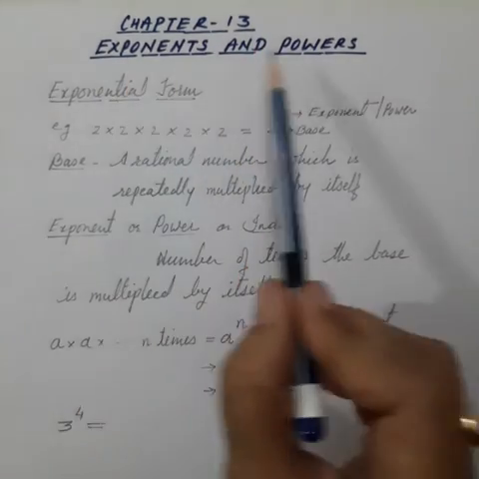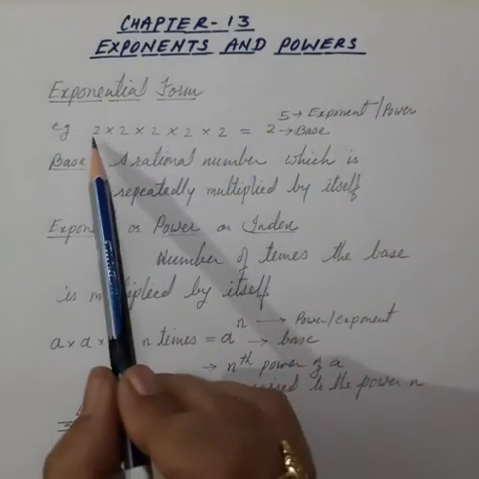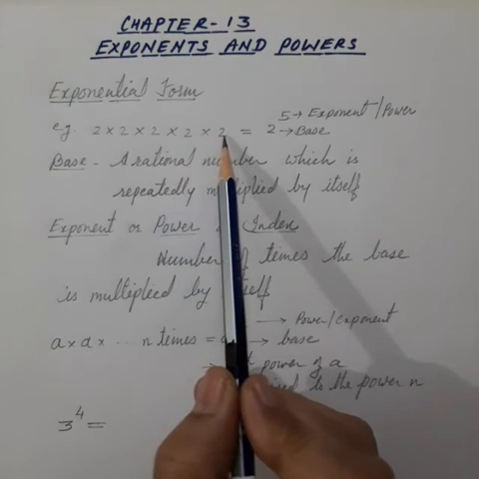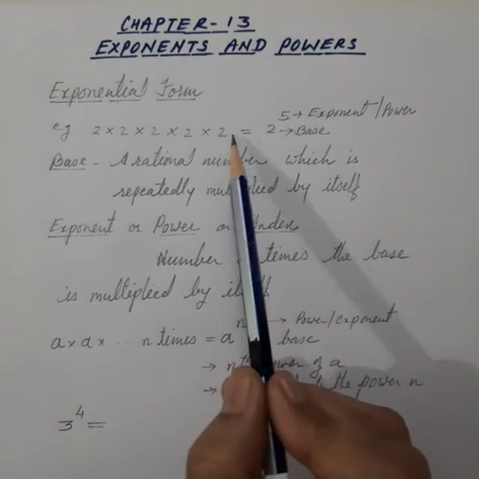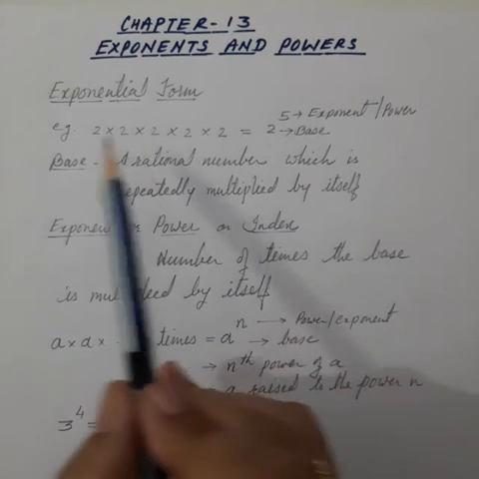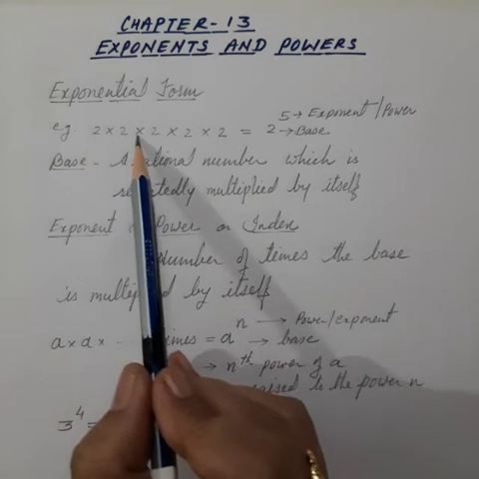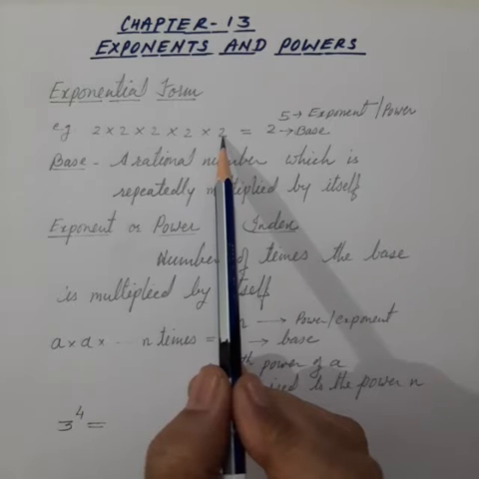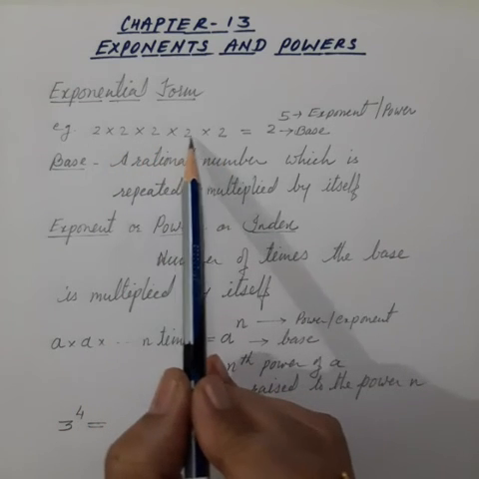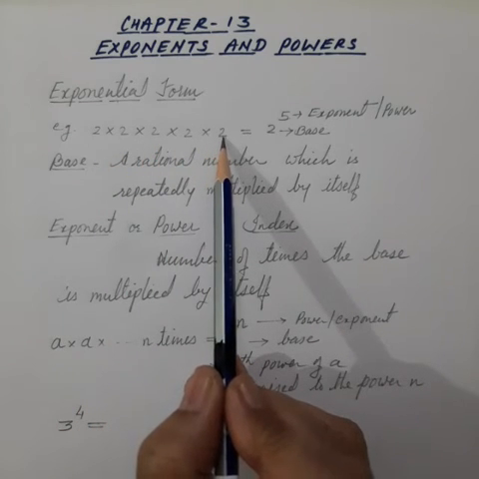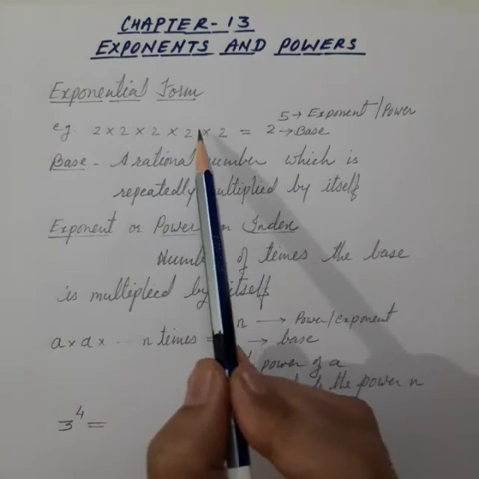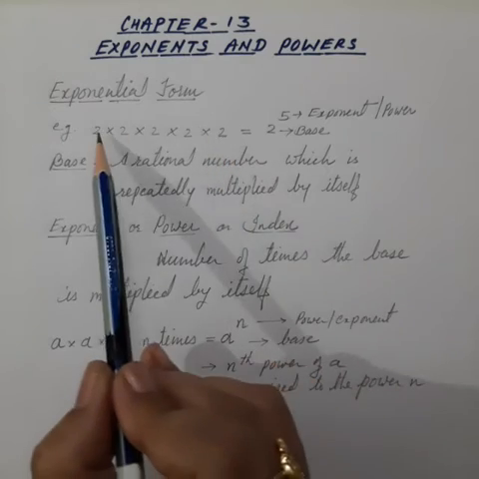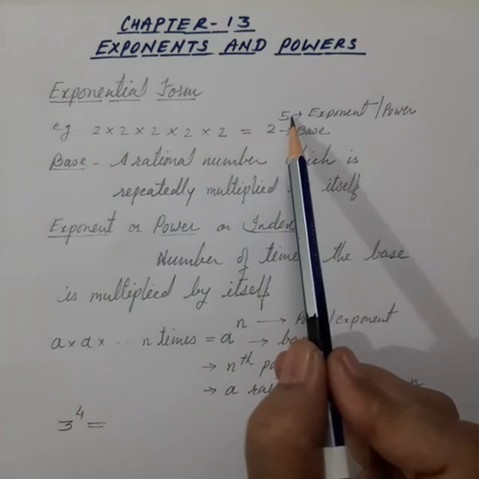Chapter 13, Exponents and Powers. If a rational number is multiplied by itself repeatedly, we can write the multiplication in exponential form. Here the number 2 is repeatedly multiplied by itself. The number which is repeatedly multiplied by itself is called the base, and how many times it is multiplied, that number is called the exponent.